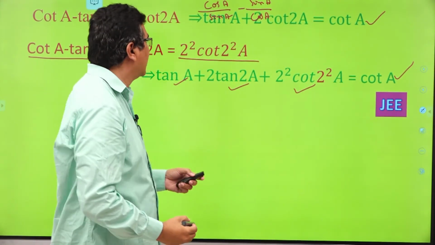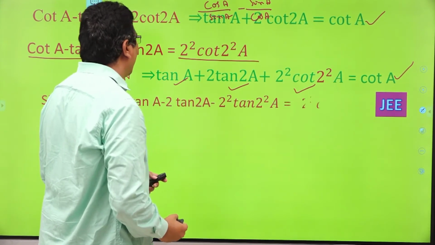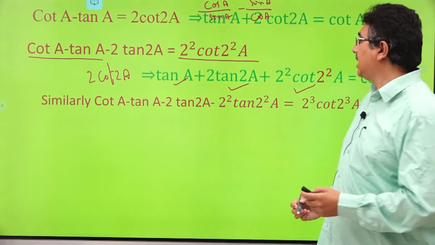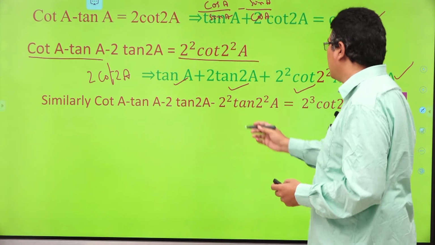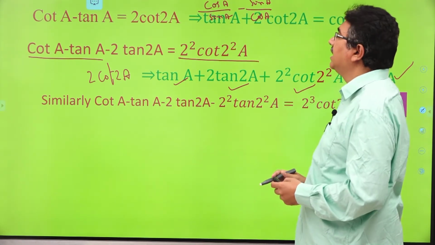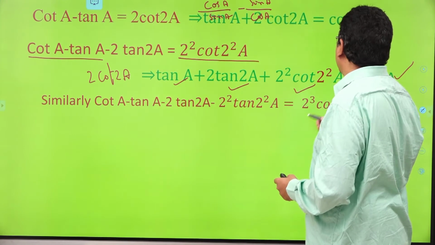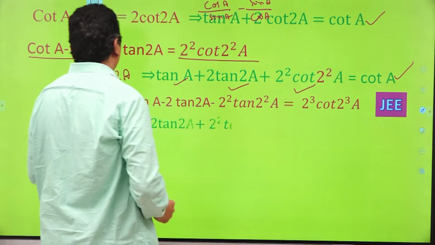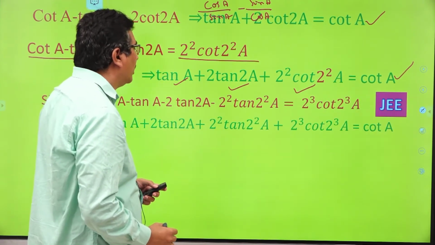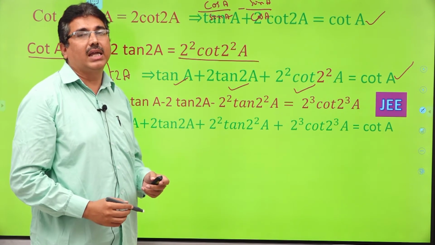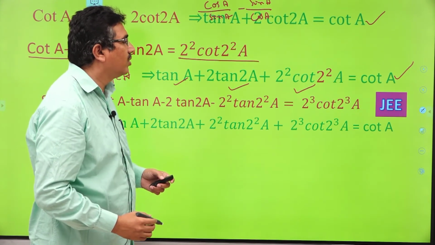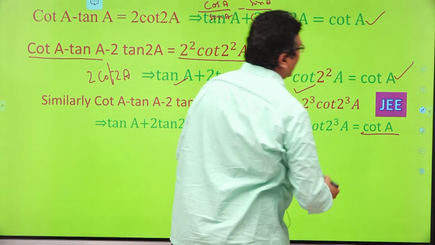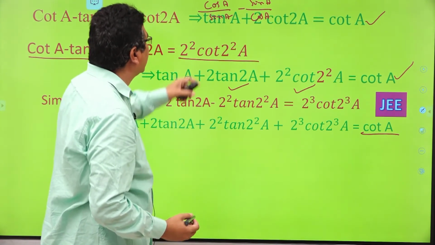Right? Observe the series. Similarly, cot A minus tan A minus 2 tan 2A minus 2 square tan 2 square A is equal to 2 cube cot 2 cube A. From this, tan A plus 2 tan 2A plus 2 square tan 2 square A plus 2 cube cot 2 cube A is equal to cot A. Right. See the series of terms.